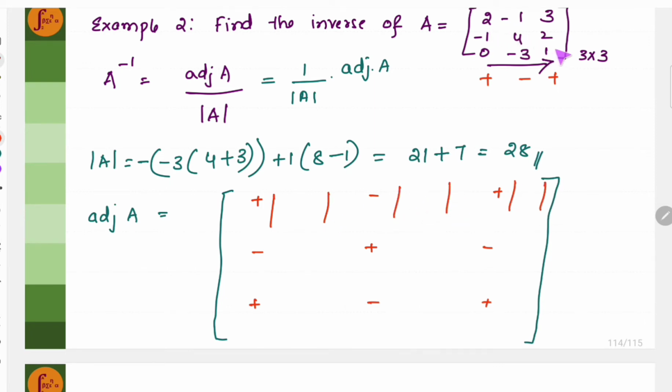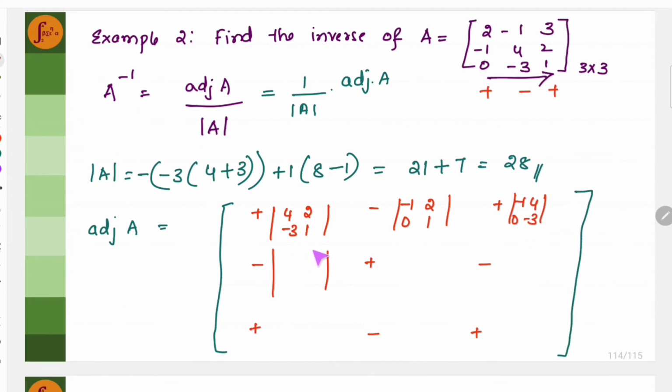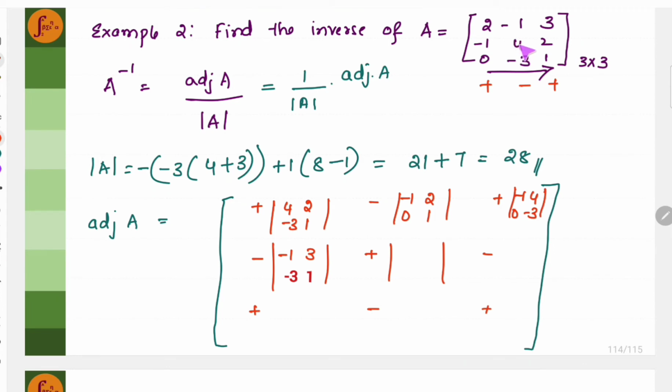For the first element, 2, it's 4, 1, 2, 3, that is 4, 2, minus 3, 1. For the second one, minus 1, you have minus 1, 2, minus 1, 2, 0, 1. For the third one, 3, it's minus 1, 4, 0, minus 3. Now let's find the cofactor for the fourth element. Let's ignore this row and column. We get minus 1, 3, minus 3 and 1. Similarly, for the fifth element it will be 2, 3, 0, 1. The sixth element would be 2, minus 1, 0 and minus 3.